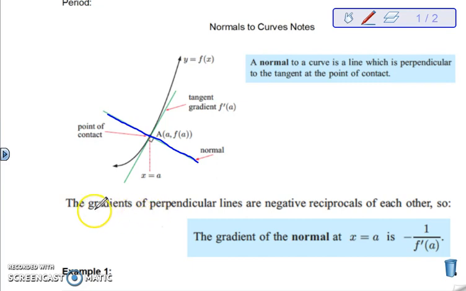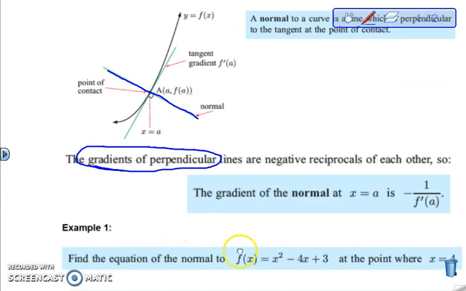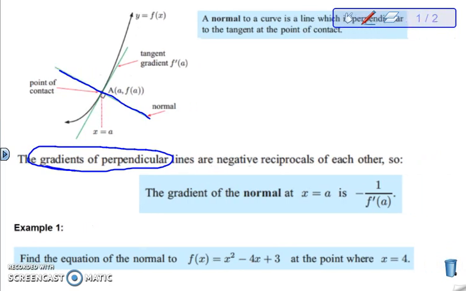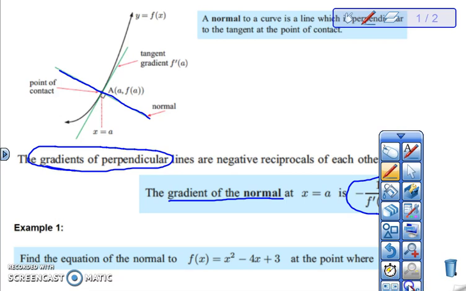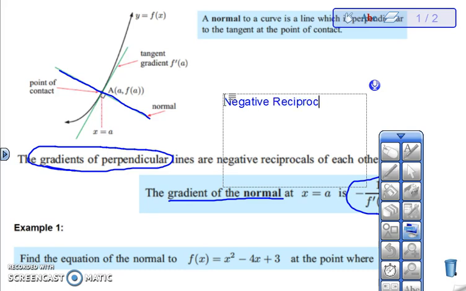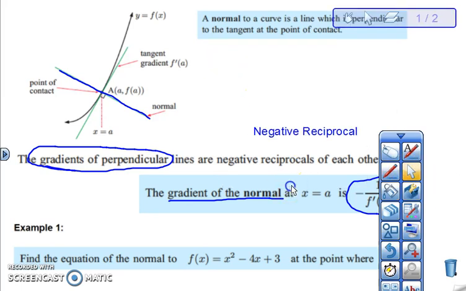So the big thing is that our normal line and our tangent line are perpendicular. So if you recall from Algebra 1, the slope of a perpendicular line creates a negative reciprocal with the slope of the line that it makes a right angle to.